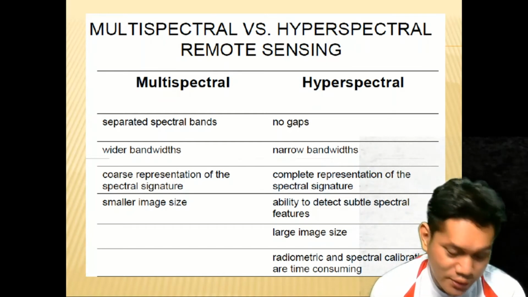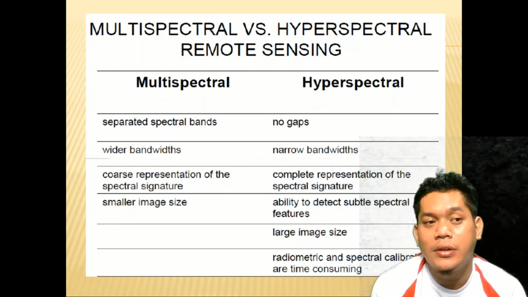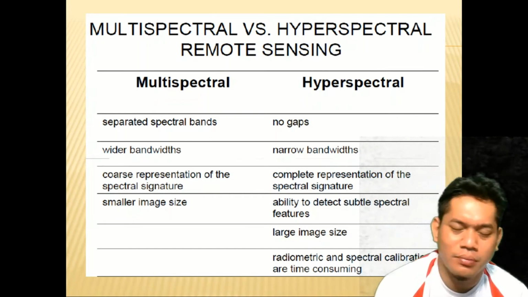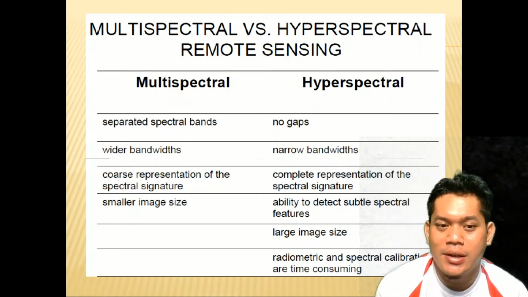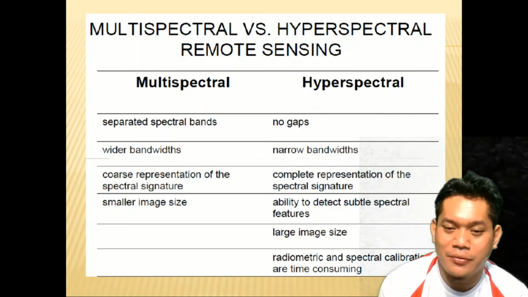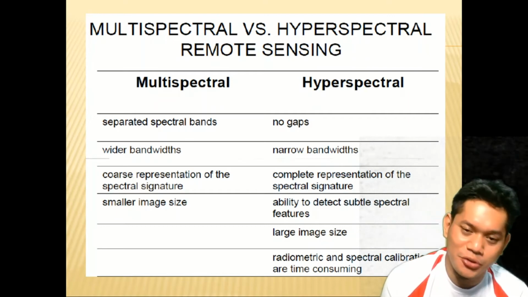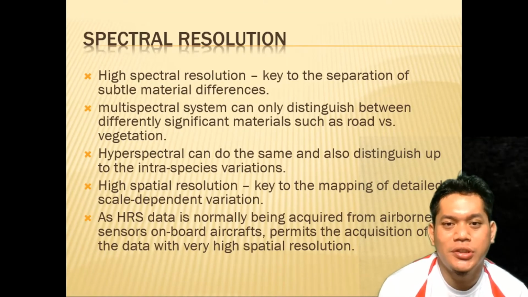Multispectral, smaller image size, but remember that for Landsat, one area is about 1 gigabyte, which is still considered small. Hyperspectral, large image size, ability to detect subtle spectral features, and the calibration is time consuming. Okay, so spectral resolutions.